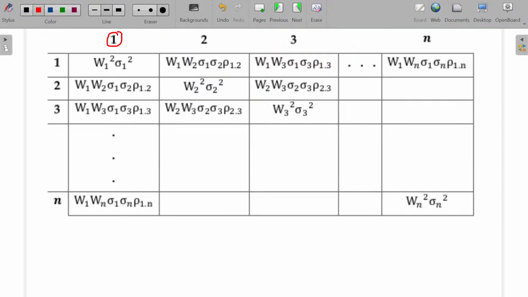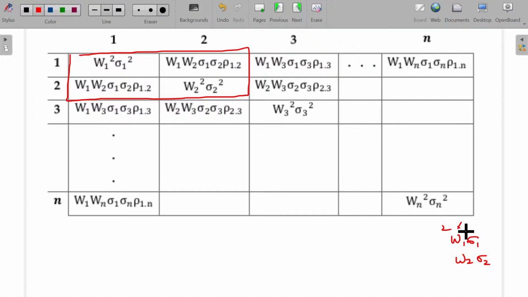Security 1, security 2, security 3, and security n. If you have 2 by 2 securities, your correlation formula will be this much. 1 means W1, standard deviation 1. 2 means W2 and standard deviation 2. That's how you can remember.